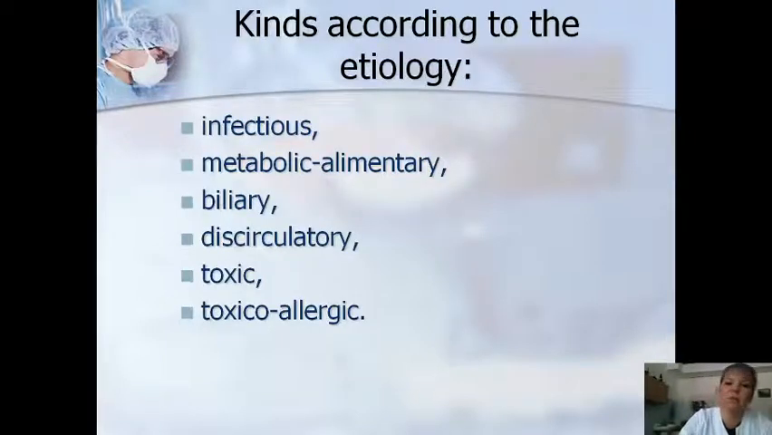What kinds of cirrhosis are there according to etiology? Infectious, after hepatitis; metabolic alimentary, due to an abnormal diet; biliary cirrhosis due to obstruction of bile ducts; dyscirculatory, due to chronic venous hyperemia; and due to intoxications, alcoholic, or toxic allergic forms.